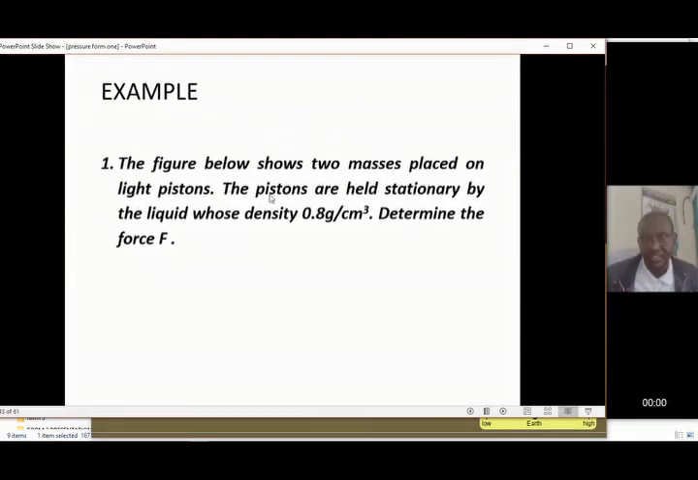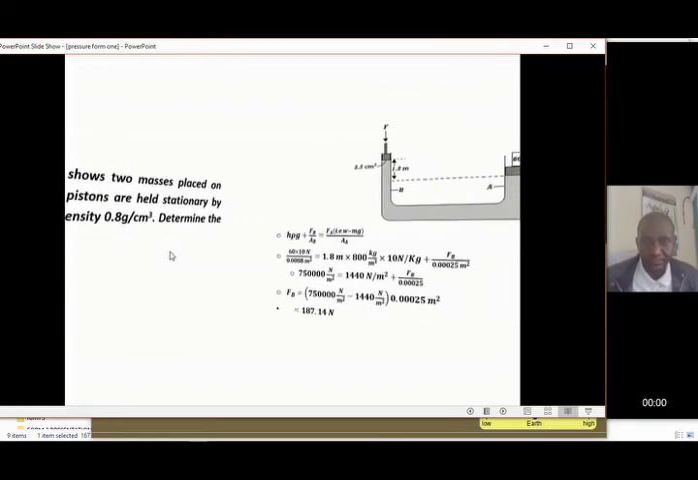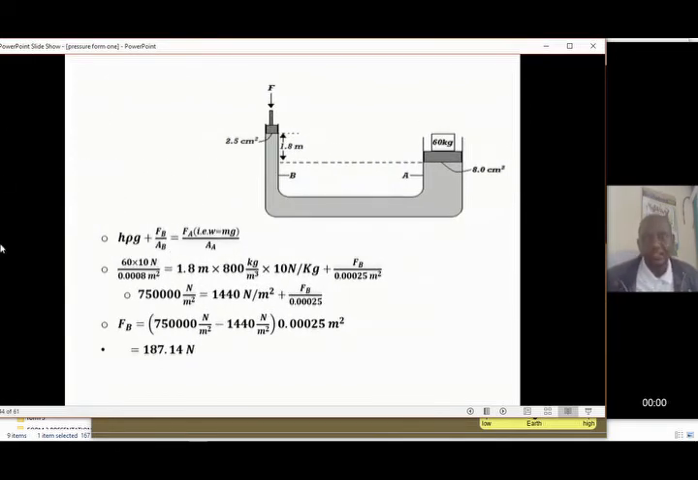Example, in the figure below, two masses are placed on a lift on light pistons. The pistons are held stationary by the liquid whose density is 0.8. Determine the force F. You hear? Let's see now. You can see here. You have this one here.